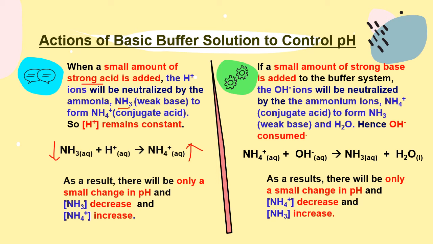Okay, when strong base is added, in this case, the hydroxide ion will be neutralized by the ammonium ion, the conjugate acid, to form ammonia. So this is the weak base, hence the hydroxide ion is consumed. In this case, the concentration of the ammonium ion decreases because it reacts with the strong base, the hydroxide ion. And then the concentration of the weak base increases because it forms more ammonia. As a result, there will be only a small change in pH.